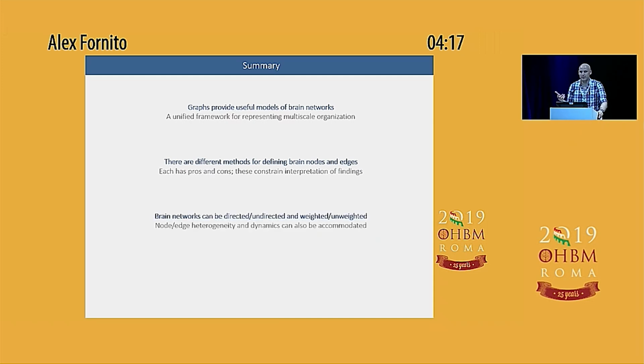Brain networks can be directed or undirected, weighted or unweighted, and there are different ways of accounting for heterogeneity in terms of nodes and edges. So there's a lot of scope to build quite sophisticated models. And we can analyse brain networks at the level of connectivity or topology, and this can be done at the level of individual nodes or edges or globally across the entire brain.